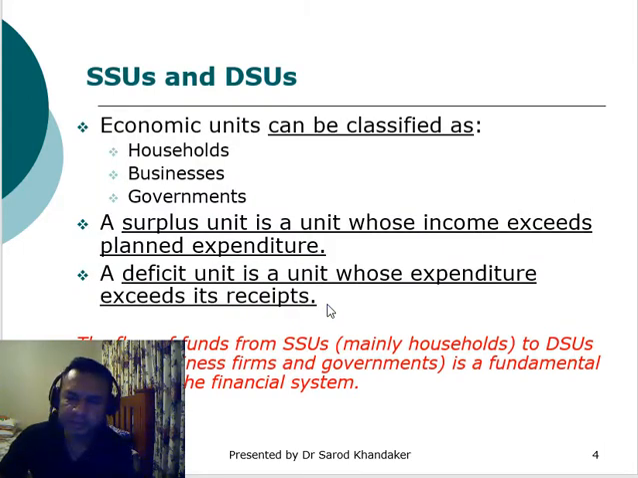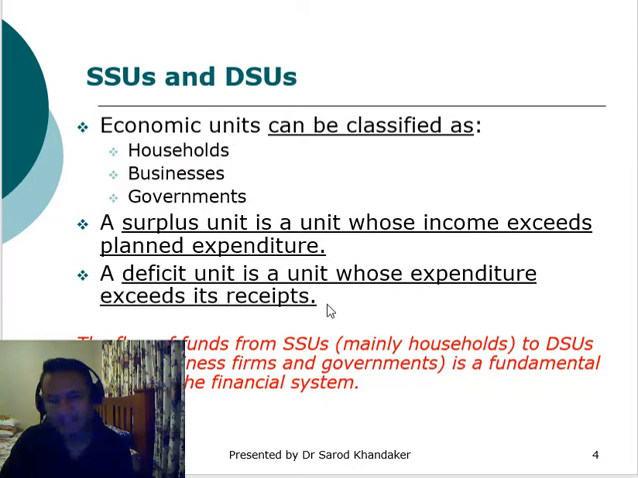So the economic units can be classified as households, businesses, and governments. A supplier unit is a unit whose income exceeds its planned expenditure. For example, if you earn $5,000 a month and your expenditure is about $4,000 a month, you have about $1,000 surplus. Of course, you do not want to just put this surplus in your locker. You want to put it somewhere it will generate some more money so that it can give you some return.